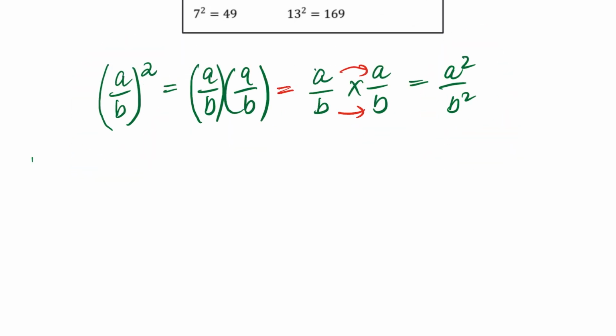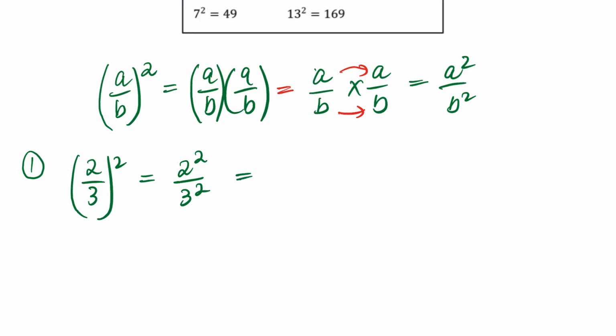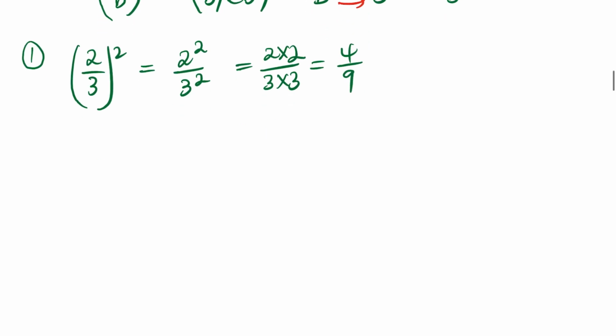Now let's take numbers. Let's say we have 2 over 3 squared, like that. So this simply means that this is going to be 2 to the power 2 and 3 to the power 2. Everything that is inside the bracket, it's squared. So 2 to the power 2 is 2 times 2, and 3 to the power 2 is 3 times 3, which is 4 over 9. We leave it like that.